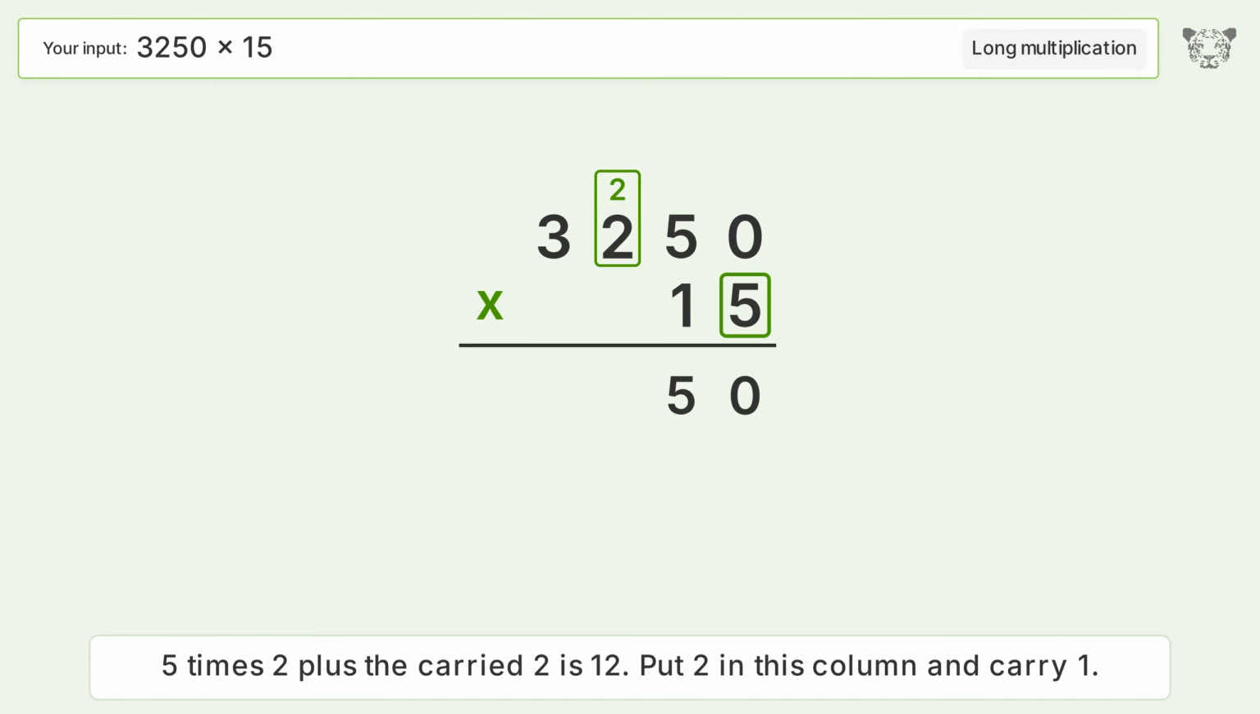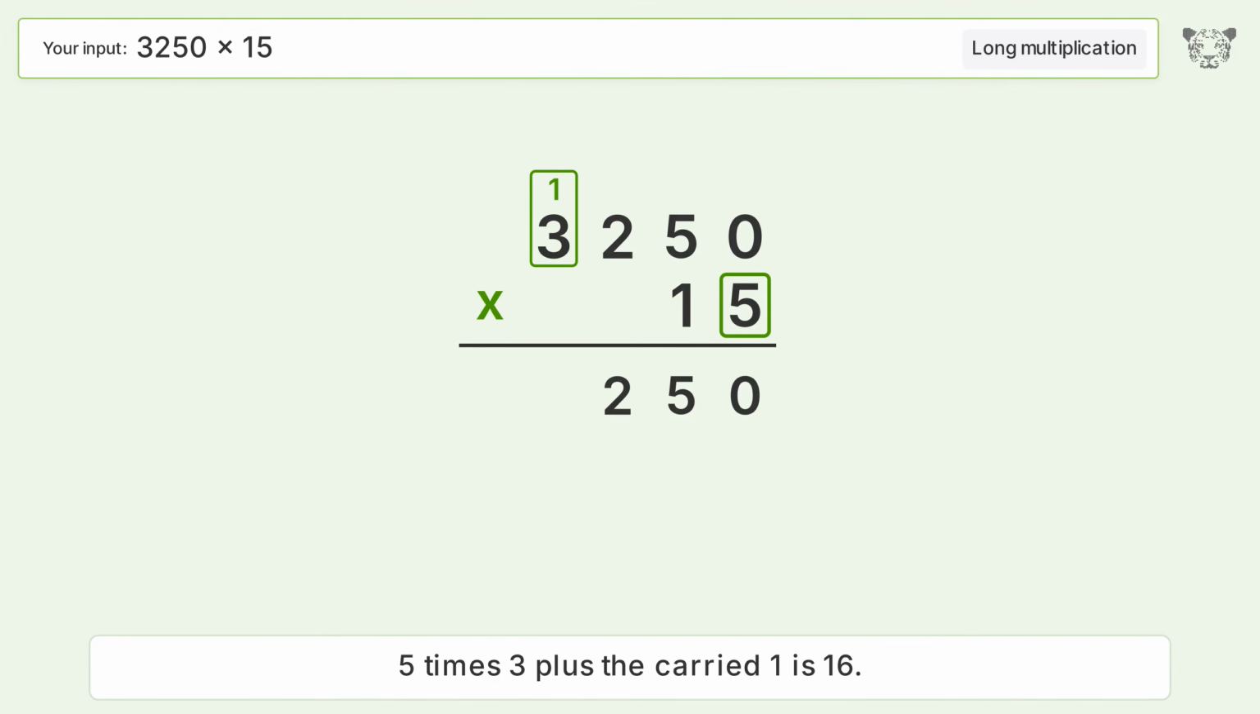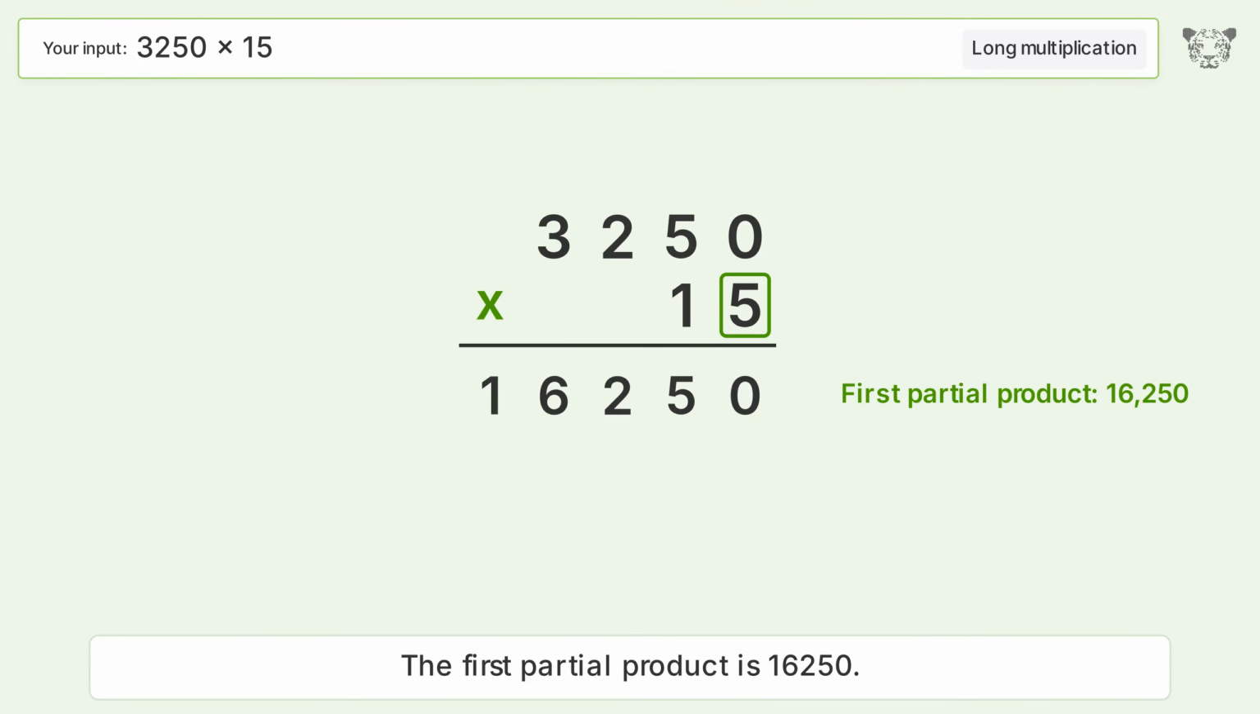5 times 2 plus the carried 2 is 12. Put 2 in this column and carry 1. 5 times 3 plus the carried 1 is 16. The first partial product is 16,250.